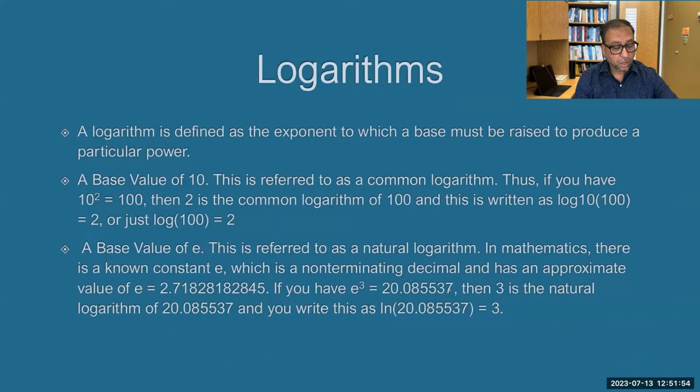The last thing is the logarithm. A logarithm is defined as the exponent to which a base must be raised to produce a particular power. So the technical definition is the exponent to which a base must be raised to produce a particular number. So logarithms are of two types: one with a base value of 10, and the natural one, with the base being the value of the exponent e. The base 10 one is referred to as a common logarithm.